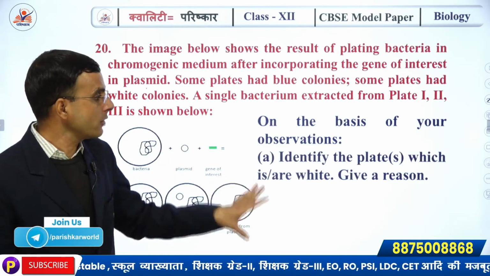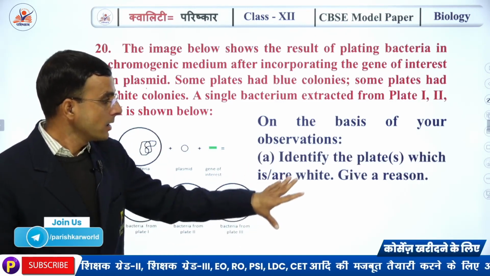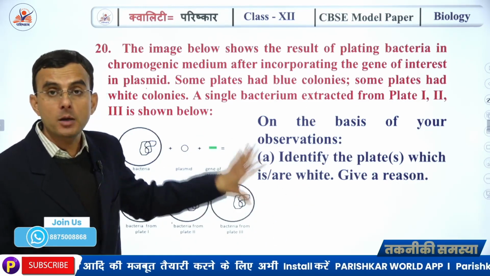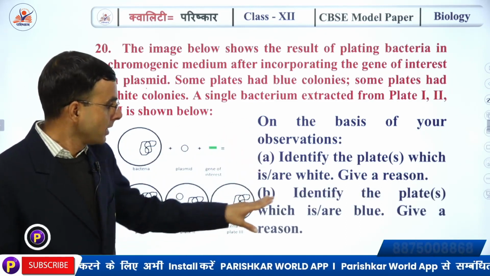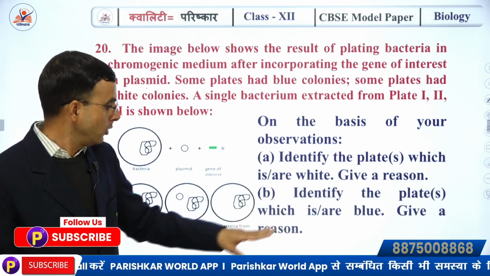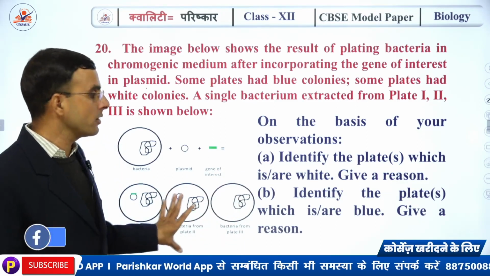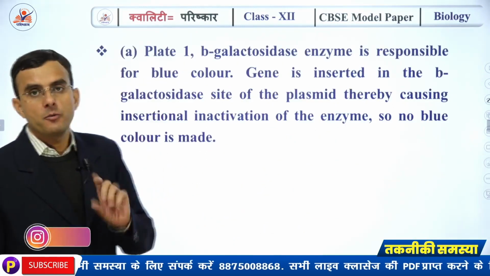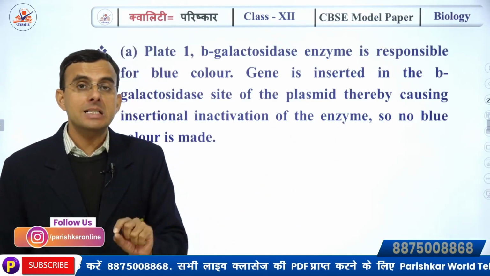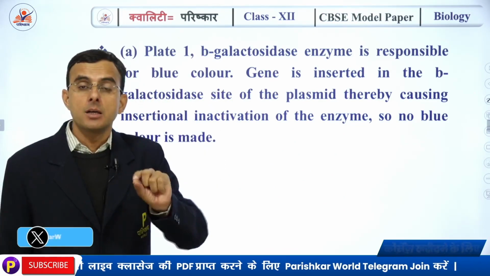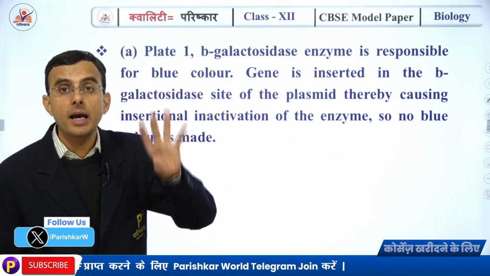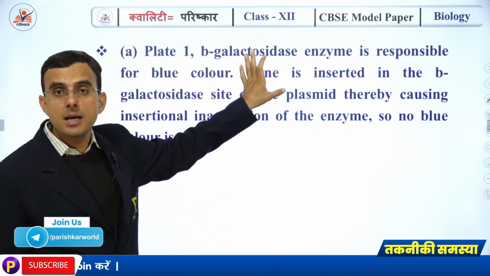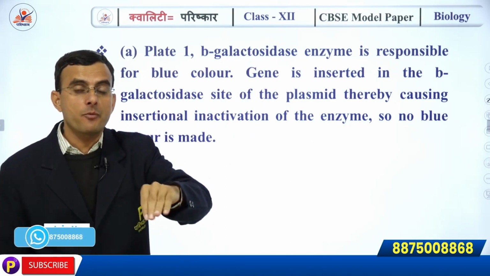So first, identify the plates which are white and give a reason. Why are these plates converted into white ones? Identify the plates which are blue and give a reason. So we have to identify these plates which are blue in color. Look at why. In the first one, we have inserted the gene into a place. That place synthesizes an enzyme, and that enzyme is beta galactosidase. This is the enzyme which is synthesized from a particular place.